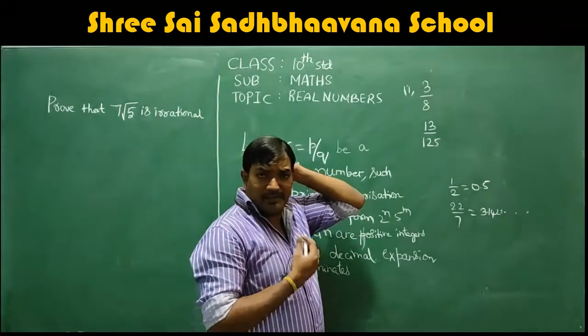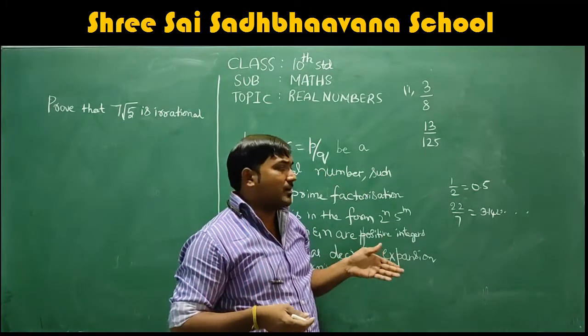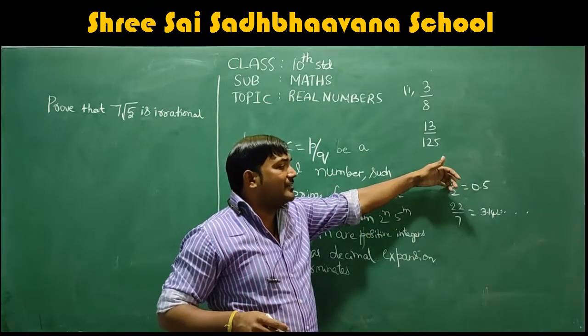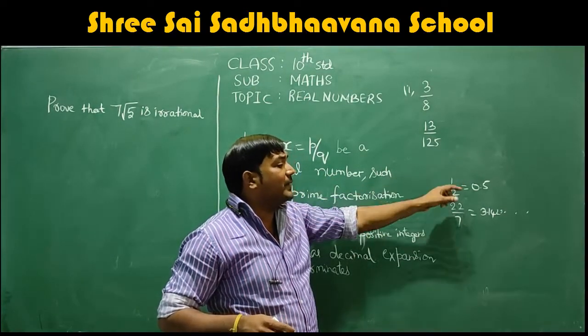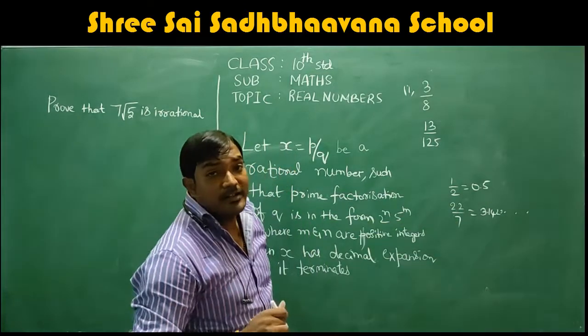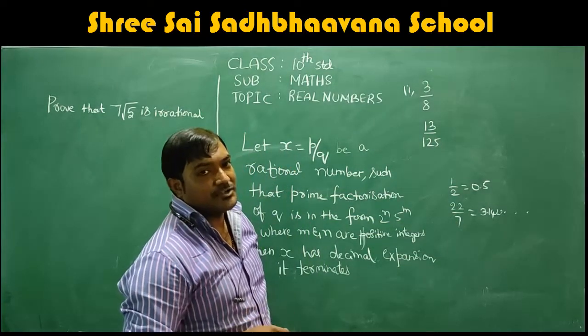Similarly, if you take 22 by 7, it is 3.1423 and so on. You keep on getting that expansion. It will never stop. So this is called a non-terminating decimal expansion.